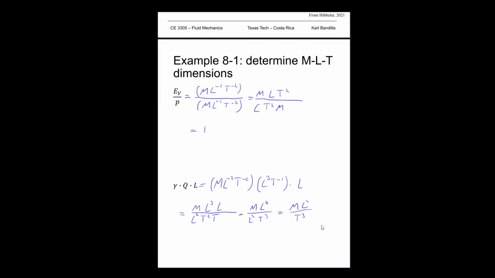All right. So with that, we have figured out four different ratios or products and found their base MLT dimensions.